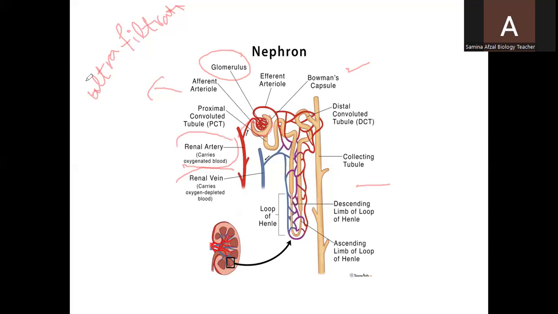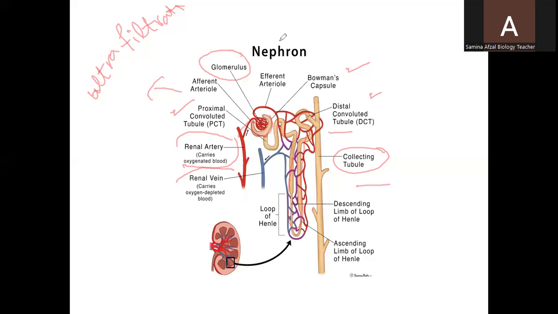After ultrafiltration, the filtrate enters the second part of the nephron, which is called the proximal convoluted tubule, then the loop of Henle, and from the loop of Henle, it enters the distal convoluted tubule, and from the distal convoluted tubule, collecting tubules or collecting ducts are there. So these are the different parts of the nephron.